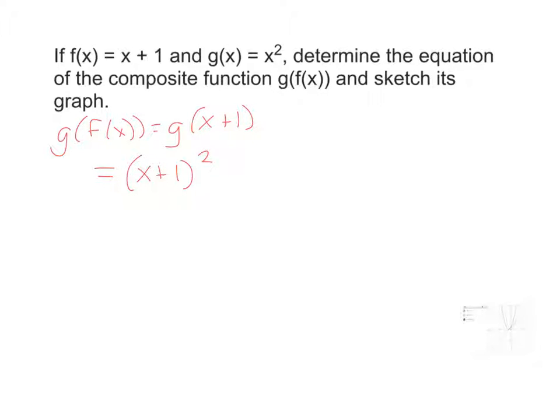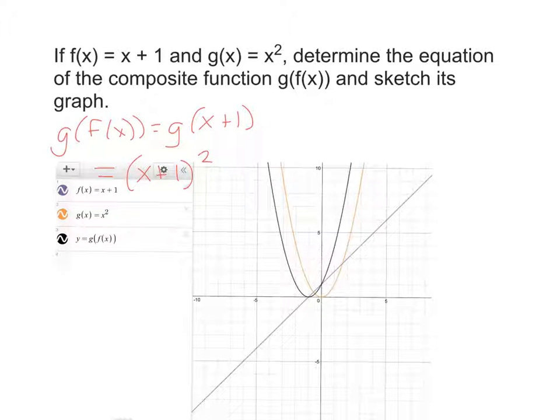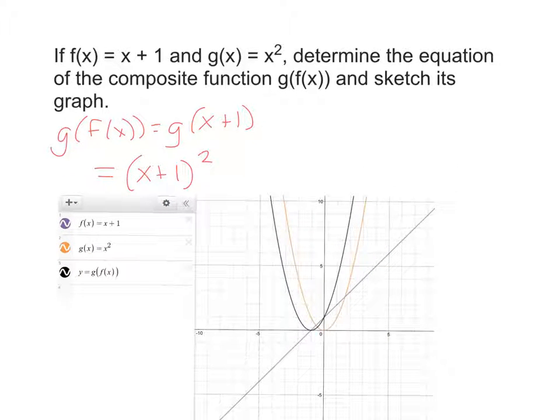Well, what's that graph going to look like? X plus 1 squared, yeah? The purple line here is x plus 1, and the yellow is x squared, so that's f of x and g of x, and the black line is g of f of x. So it's the composition of those functions. It has an equation of x plus 1 squared.